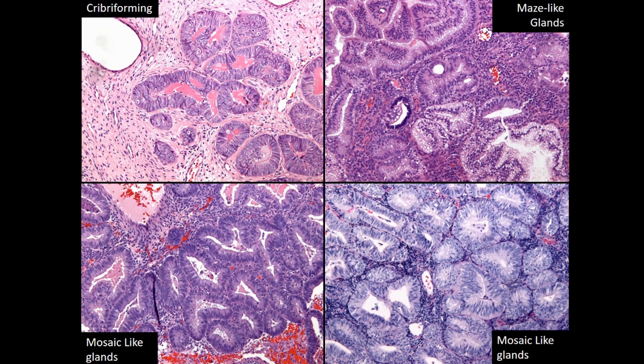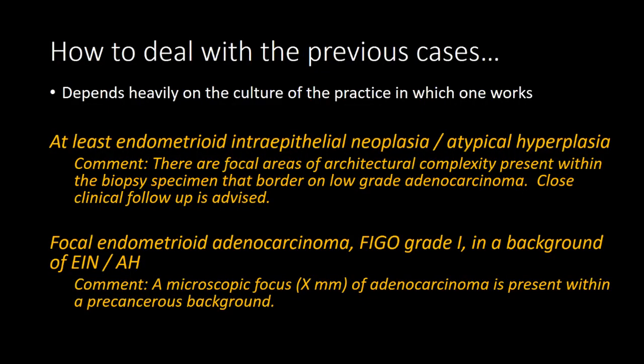So, how do you handle cases like that? Well, that's tough. I think it really depends on the culture and the practice in which a person works. There are a couple of ways to approach this. You could be on the more conservative side, and say at least endometrioid intraepithelial neoplasia or atypical hyperplasia, whichever you prefer. And then you give a comment and say that there are areas that border on low grade adenocarcinoma and that they need to follow this patient.